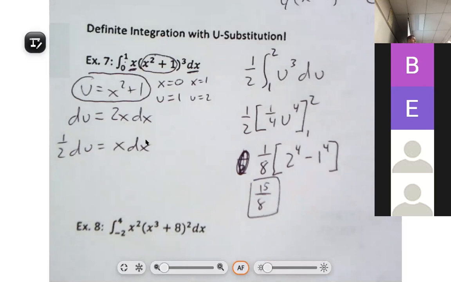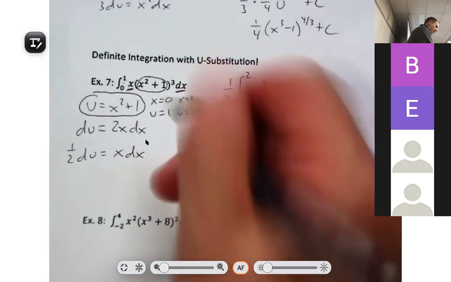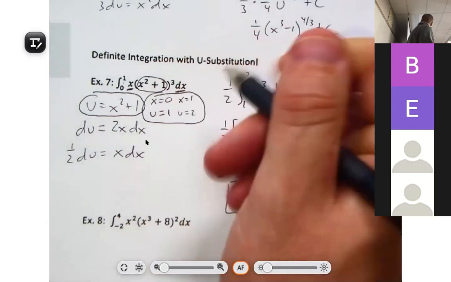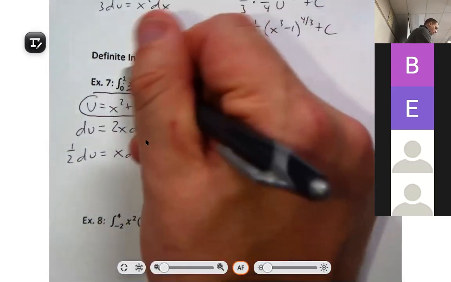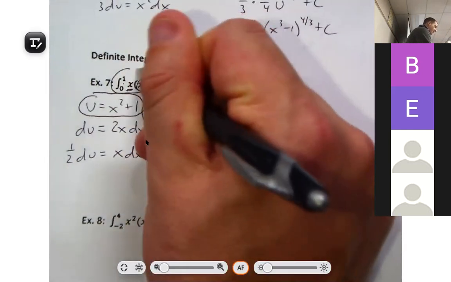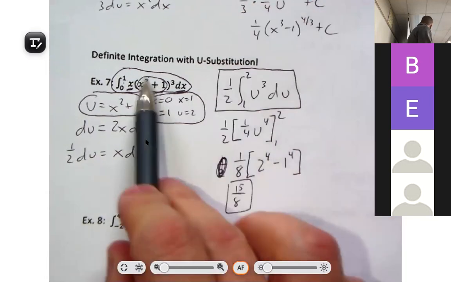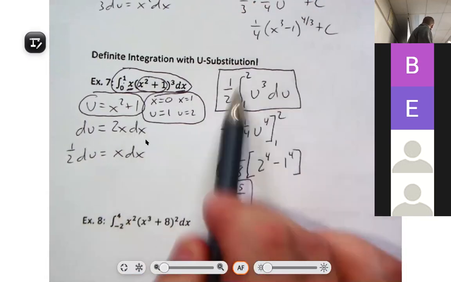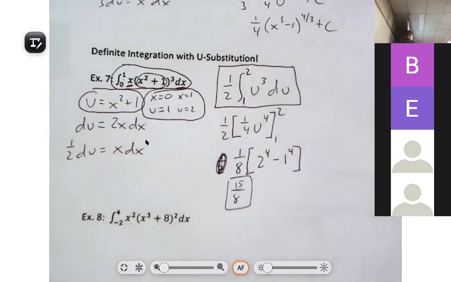Now your other option, let's say you don't want to change those to be u values. I will say 100% you have to know this process because a lot of times they'll do multiple choice problems. This is very common. They'll do multiple choice problems where this will be the problem, and then they'll have a bunch of things that look like this as the answer choices. And they'll say, which of these answer choices is equivalent to the problem? You have to know how to change the limits of integration.